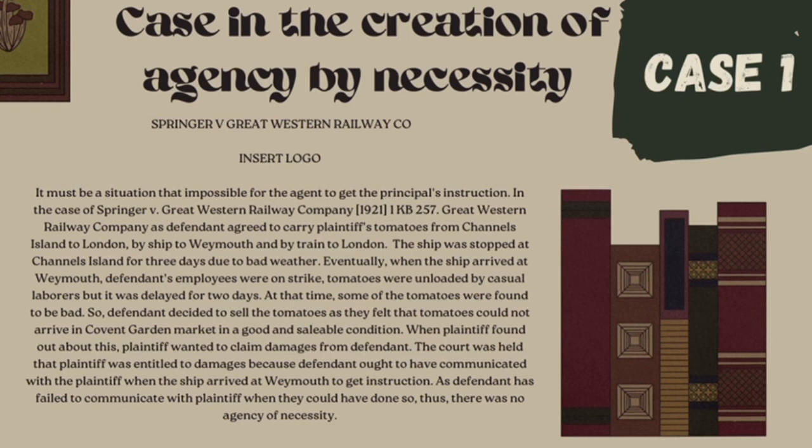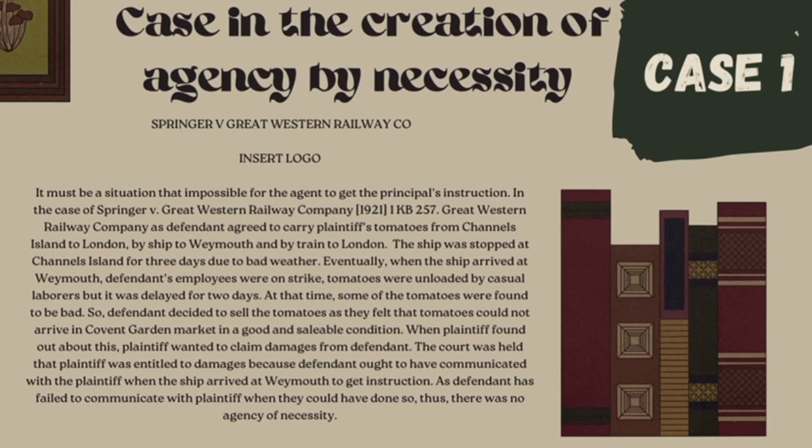Eventually, when the ship arrived at Weymouth, the defendant's employees were on strike. Tomatoes were unloaded by casual laborers, but it was delayed for 2 days. At the time, some of the tomatoes were found to be bad, so the defendant decided to sell the tomatoes as they feared the tomatoes could not arrive in Covent Garden Market in a good and sellable condition. When the plaintiff found out about this, the plaintiff wanted to claim damages from the defendant.